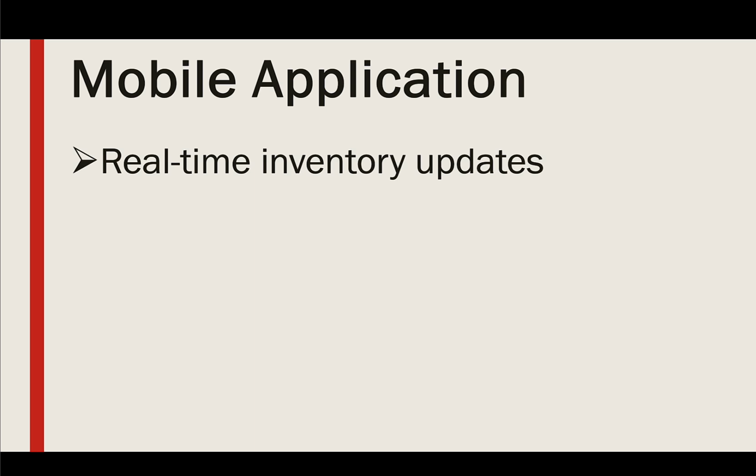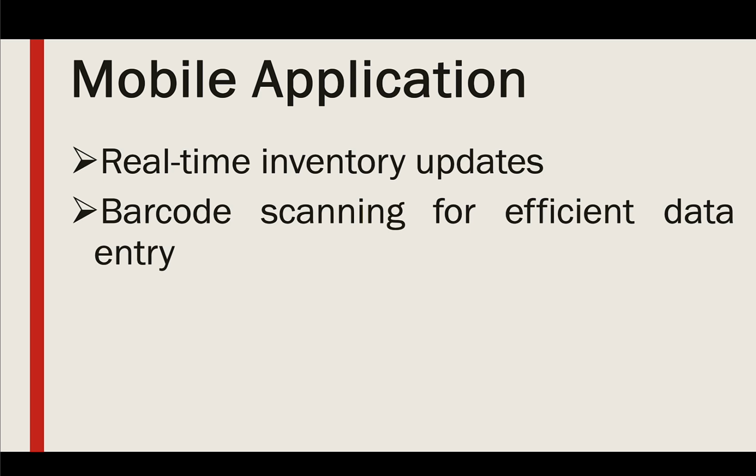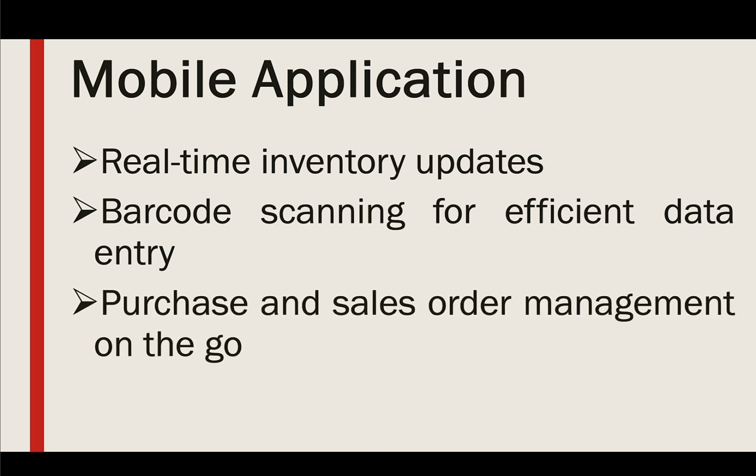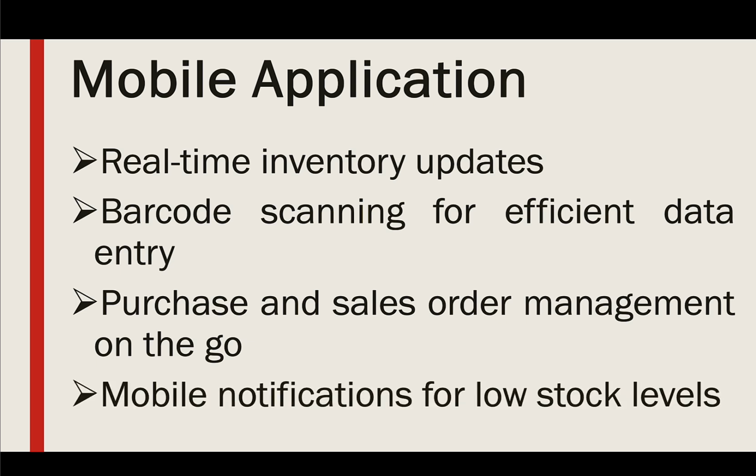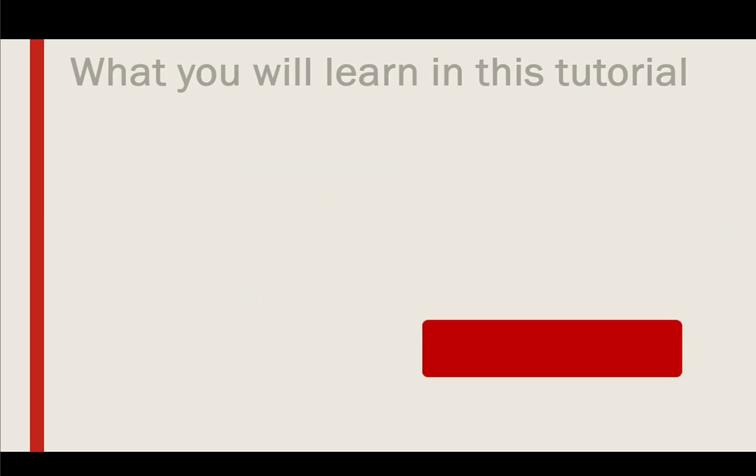So in the mobile application, it will have real-time inventory updates, and also barcode scanning for the efficiency of data entry, and also purchases and sales and orders on the go. The mobile application will have notifications. You're going to learn how to implement the notification that will warn the shop owner that the stock is running out or something of that sort.